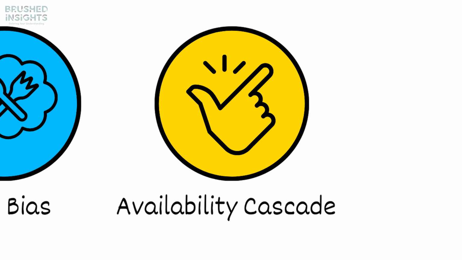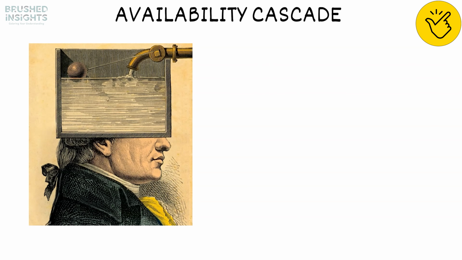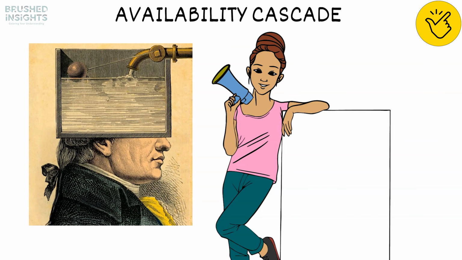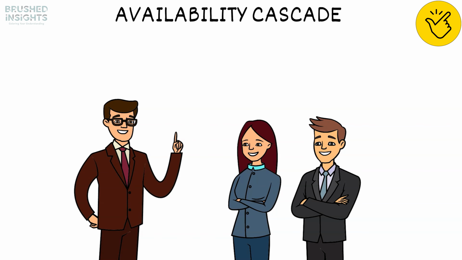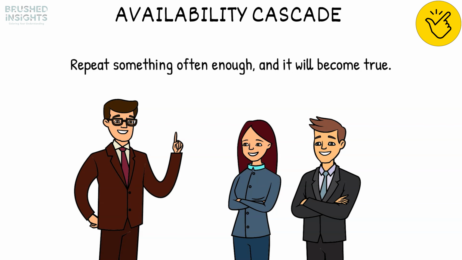Availability cascade. It is a self-perpetuating cycle where a shared belief becomes increasingly credible as it is repeated more frequently in public discussions. This phenomenon can be encapsulated by the saying, "Repeat something often enough and it will become true." It is closely linked to the availability heuristic.